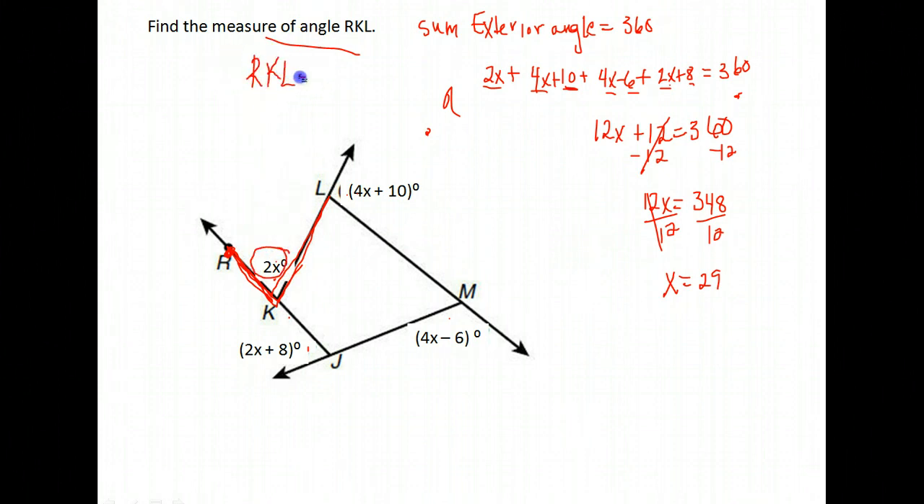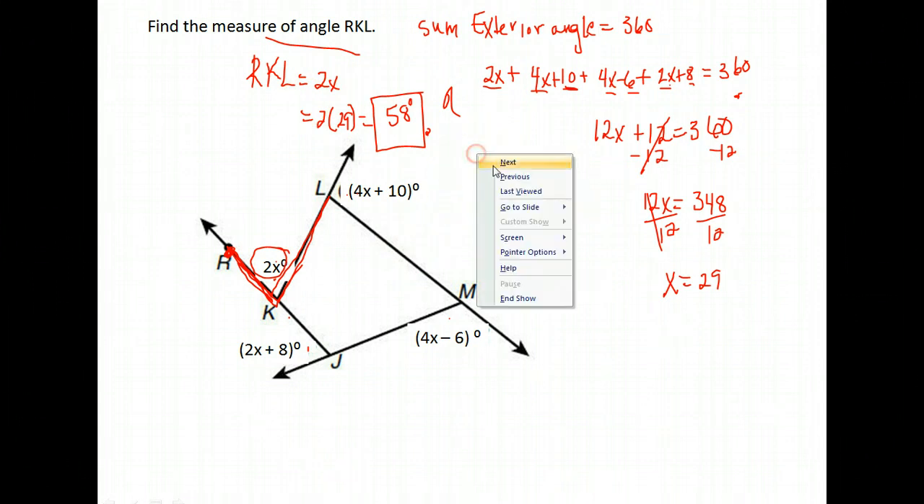RKL was equal to 2x, and we just found out that x is 29, so RKL would be 2 times 29, or 58. So the measure of angle RKL would be 58 degrees. Now notice I did different numbers than yours. This is how you would do the problem, but you need to redo it with the right numbers in it.